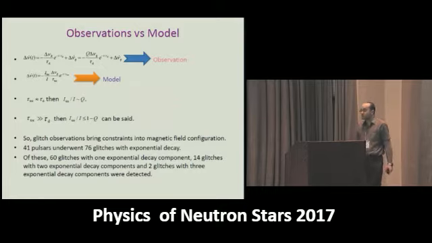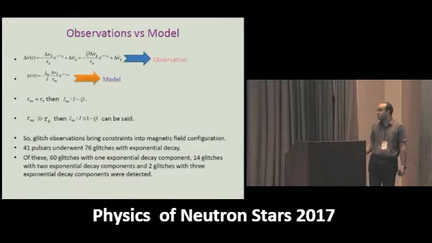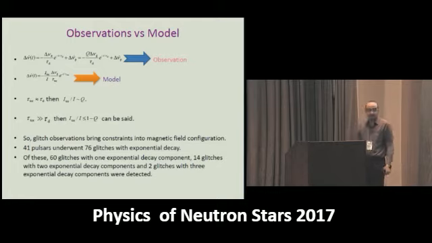Then if the toroidal field's relaxation time scale is of the order of, or similar to, the exponential decay time of observations, one can say that the fractional moment of inertia of the toroidal field region is equal to the healing parameter. So one can infer the internal magnetic field configuration from glitch observations, which is inaccessible to surface observations. And if the toroidal field relaxation time scale is much larger than the decay time scale of the observations, we can only have an upper limit.